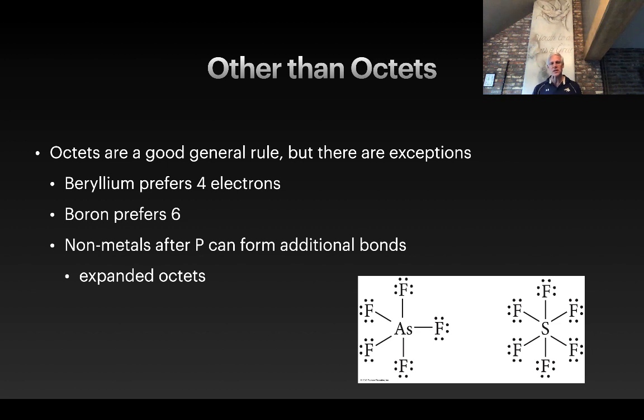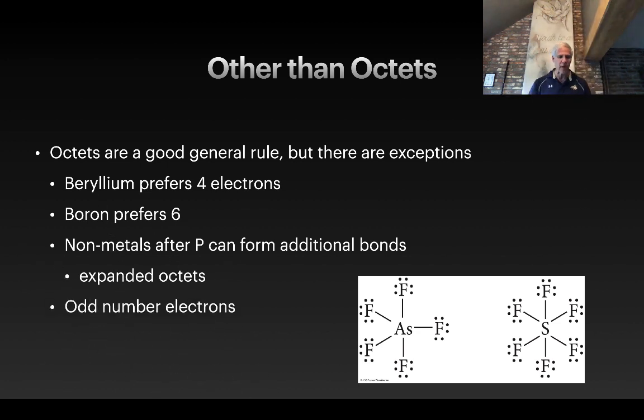We have arsenic pentafluoride. You can see that the arsenic has 5 bonds to it, so it's got 10 electrons. So we've got 1, 2, 3, 4, 5. That's going to be 10 electrons associated with that arsenic. And for the sulfur, we see the sulfur has 6 bonds to it. Each of those bonds counts as 2 electrons to that sulfur, and so that sulfur actually has 12 electrons around it. So we call these expanded octets.